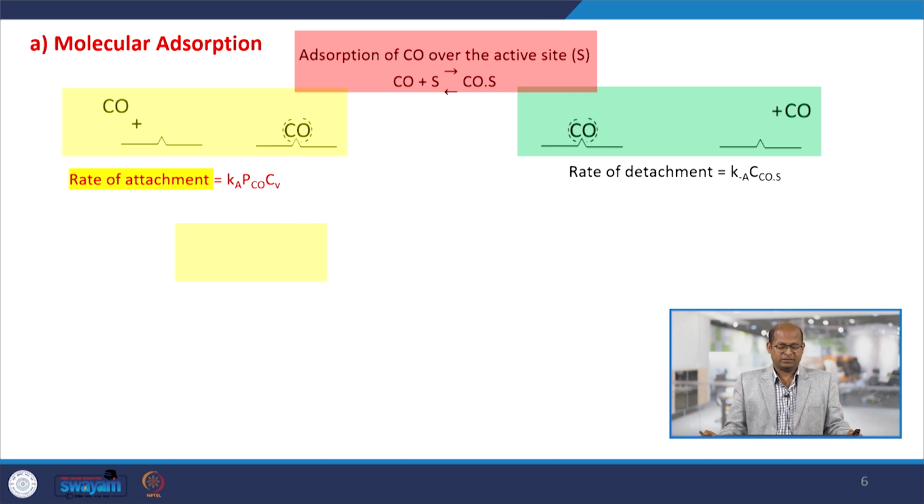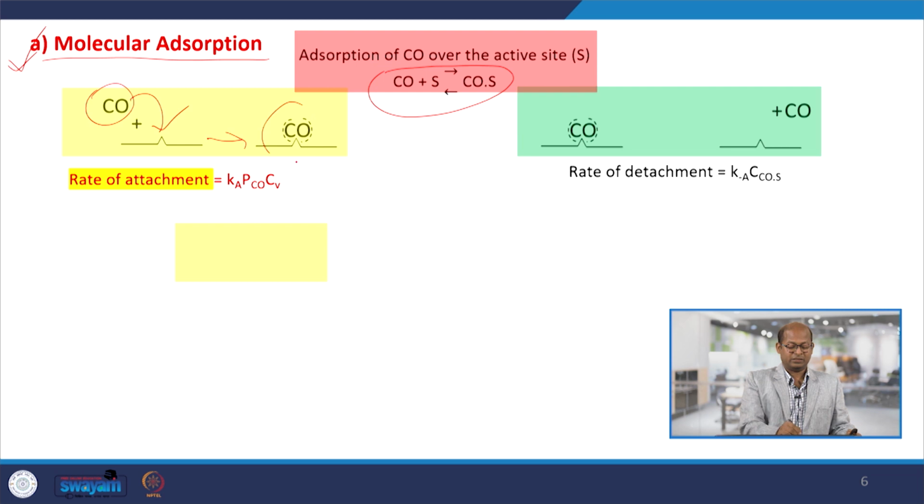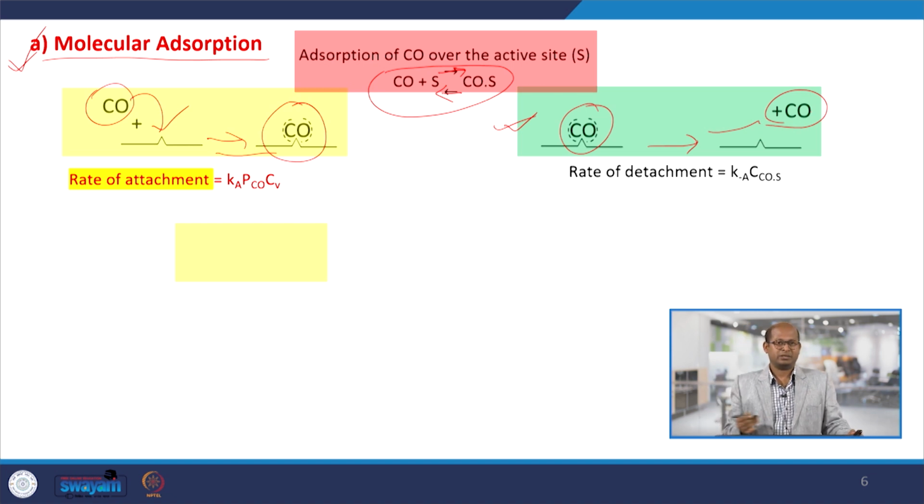Now we can express the rate for molecular or non-dissociative adsorption this way. Here CO molecules get adsorbed, forming this type of species. Two reactions are there: the forward reaction is adsorption and the backward reaction is desorption. So two reactions take place simultaneously. If adsorption and desorption are considered a reversible process, then we have this type of case.